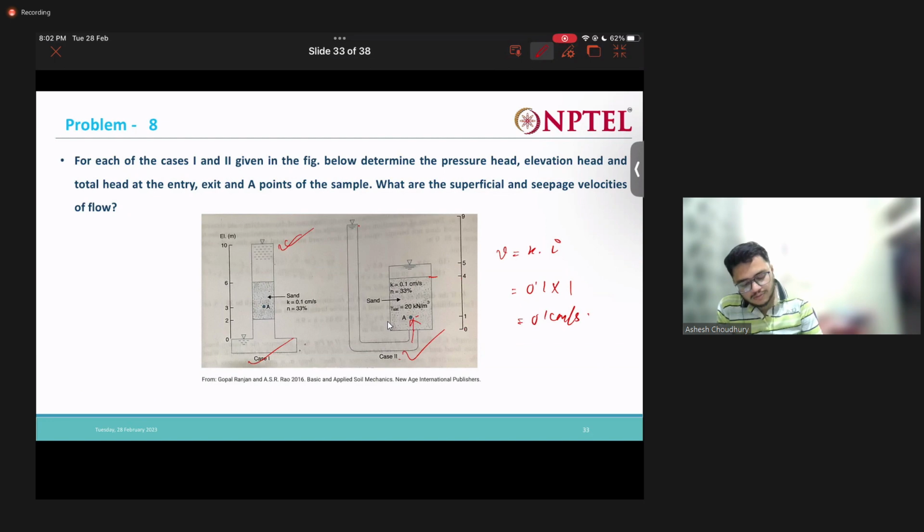So what will be my seepage velocity? Vs is V by n, 0.1 by how much? It's given, 33%, 0.33. So 0.1 by 0.33 is equal to 0.3 cm per second. Done. Very easy.